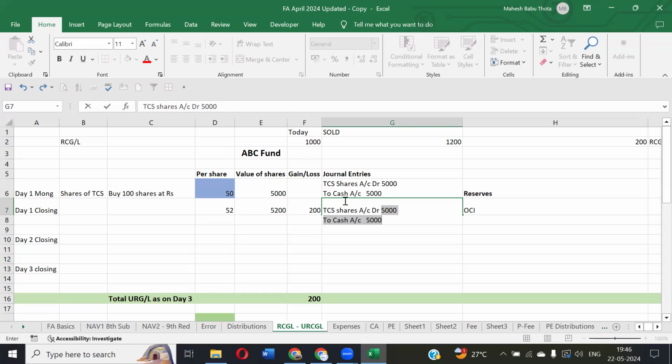Already we debited TCS shares of 5,000 rupees. If we debit 5,200 again, it will become 10,200 rupees. Do you have that kind of value here? No, sir. Only 200. Only 200 rupees, guys. Understand the account logic.